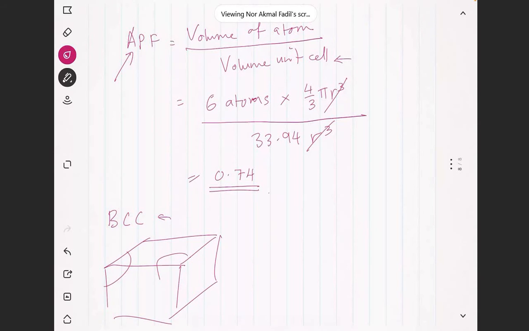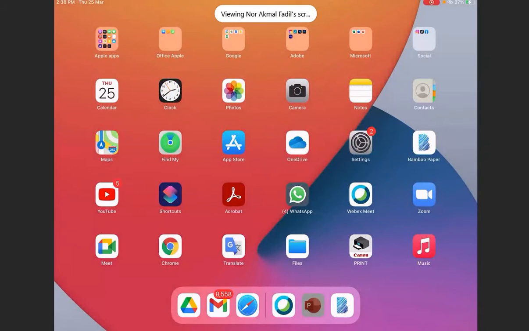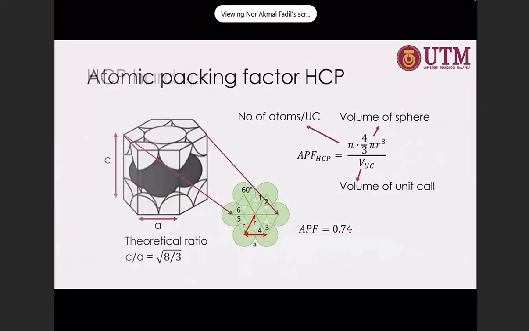You have 1/8 at the corner and 1 solid at the center. So the atoms are continuously connected or touch each other from this atom at the center to this corner. So this one is 4R. So using the same concept, I think you can determine. Do you have any problem to determine the APF for BCC?